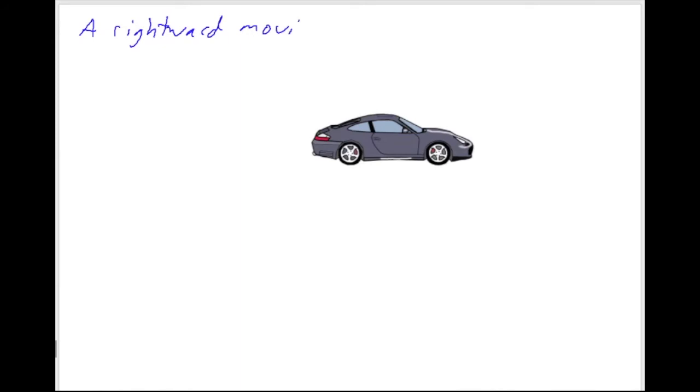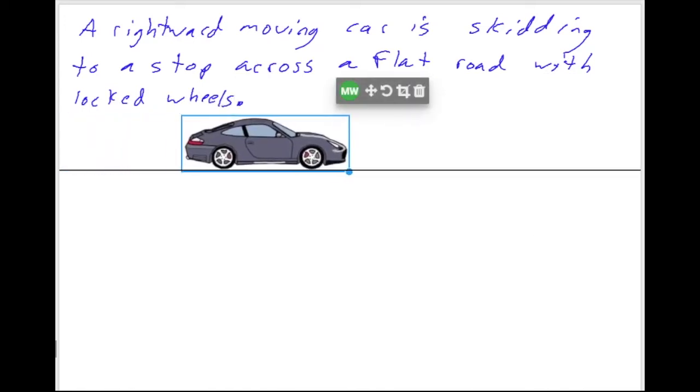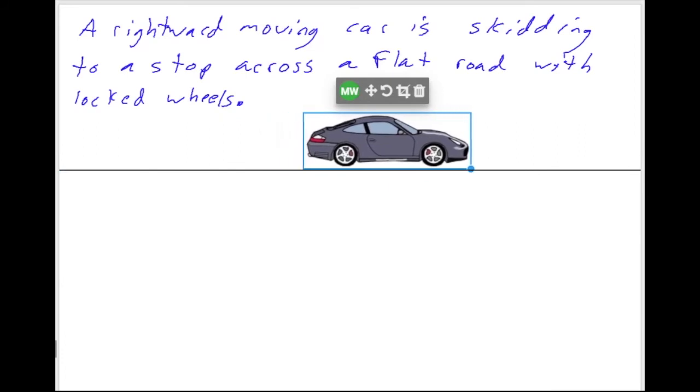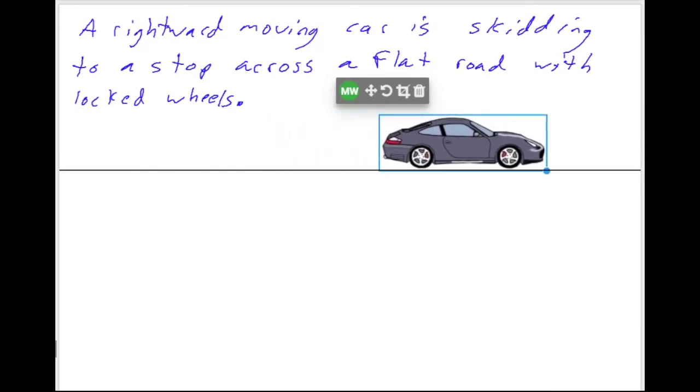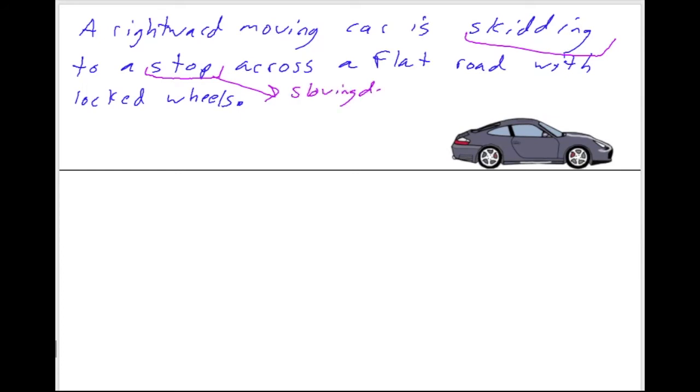So let's take a look at another example here where we have a rightward moving car that is skidding to a stop across a flat road with locked wheels. So our car is moving along this roadway, it hits the brakes, and then it starts to come to a stop. We want to analyze what we're being told, again, to see if there's any important information in this problem. It says the car is moving to the right. It also says that the car is skidding to a stop. So skidding to a stop is referring to the fact that the car is slowing down.